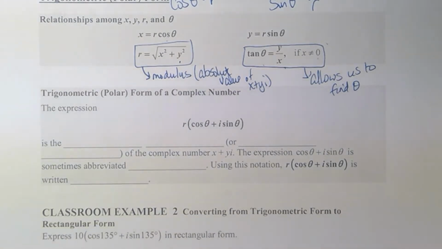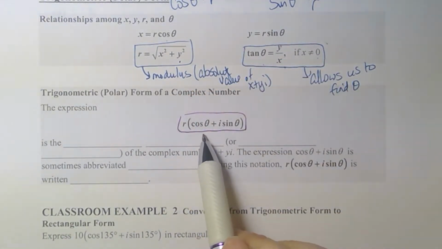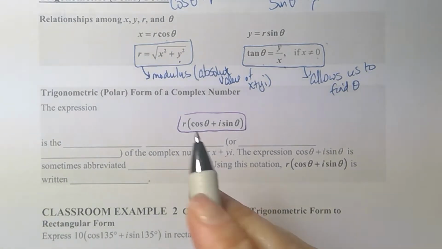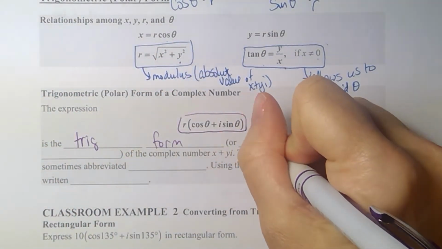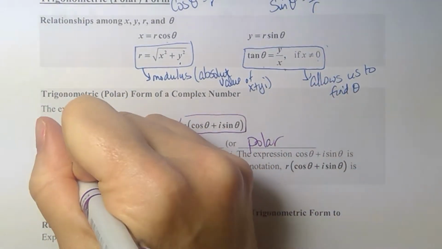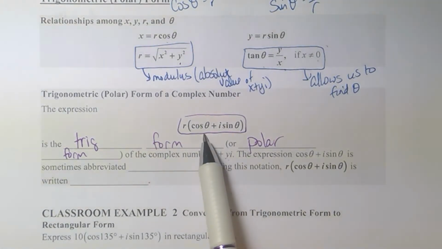Okay, trig, or polar form of a complex number. We've talked about the rectangular, or the standard form. Now we're going to talk about the trig, or the polar form of a complex number. This is it right here. r times cosine theta plus i sine theta is our trigonometric, or trig form, also called the polar form of our complex number, x plus yi. That's the rectangular form. This is the trig form, or the polar form.